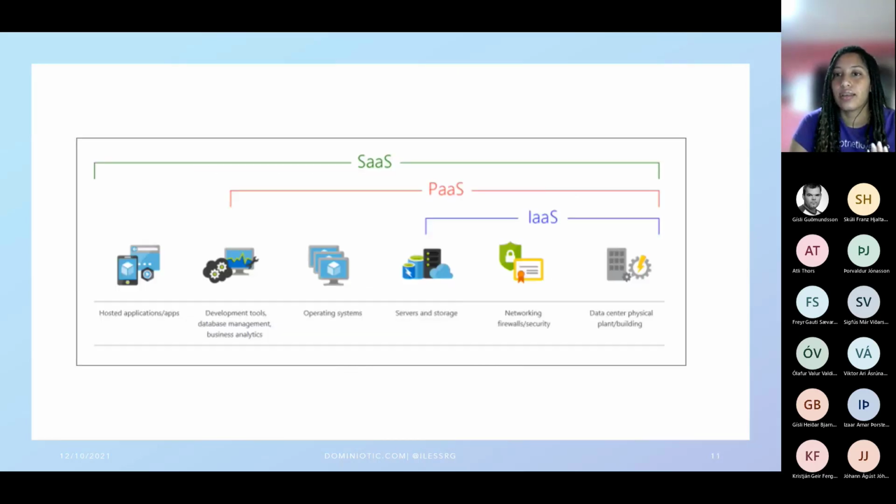So the next thing that we're going to talk about is the different types of services in the cloud. We have 3 types of services: software as a service, platform as a service, and infrastructure as a service. I'm going to start with infrastructure as a service. This cloud service model is the closest to managing physical servers.